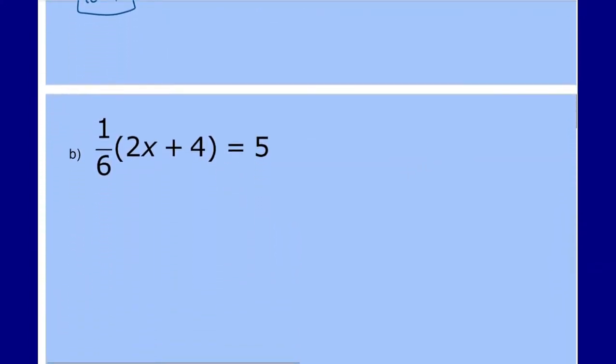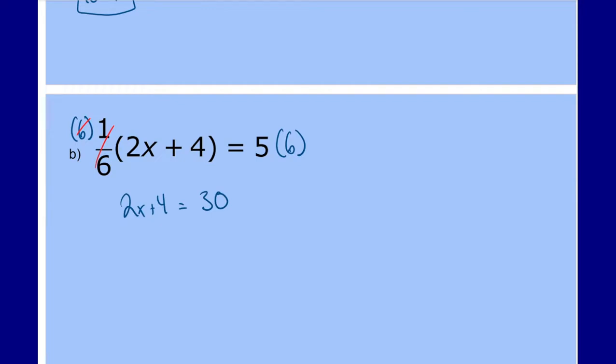Looking at another example, same idea. We have a fraction there, 1 over 6 times (2x plus 4) in brackets equals 5. I don't want that fraction. I don't want to have to multiply that fraction through. So to get rid of that fraction, we multiply both sides by the denominator, which in this case is 6. One side will cancel out. I'm then left with 2x plus 4 is equal to 30.